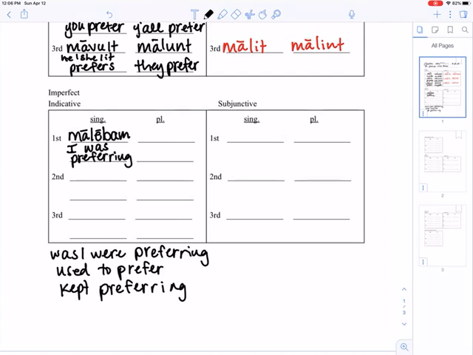For second singular, again, mal. We're going to have a macron over the E, and then bas. And we're also going to have a macron over that A. Malebas. You were preferring. We'll have malebat here at the third singular. This time, macron's only over the A and the E. So this is he, she, or it was preferring.